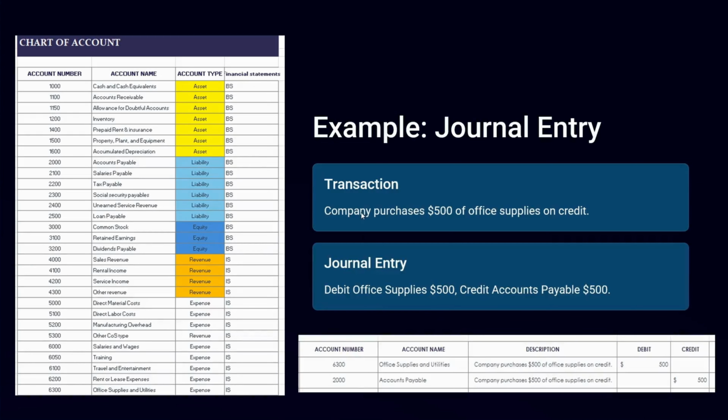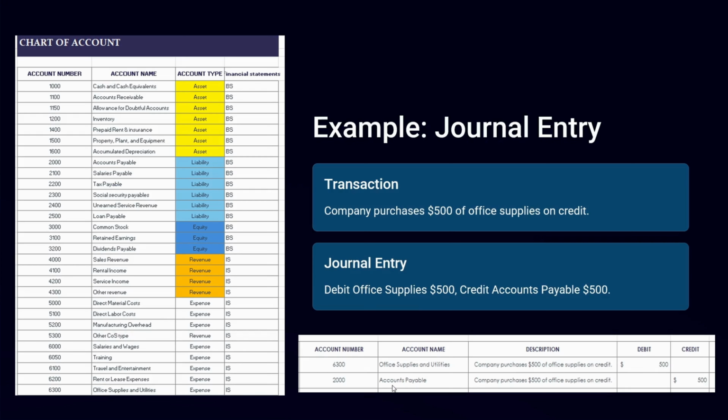We have another example. The company purchased 500 of office supplies on credit. So in the journal we debit office supplies for 500, and we credit accounts payable for 500. This is the account that we chose, and you can choose any account depending on the country and the company. The account name is Office Supplies. Here we have the description, this is the first transaction. Then we have a debit for 500. Here it's expenses. Then we have the liability, accounts payable.